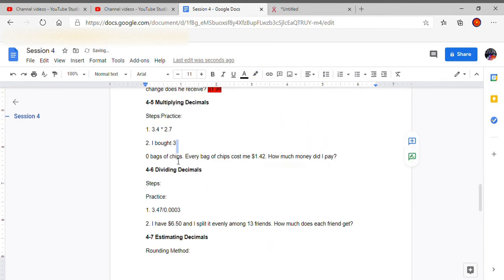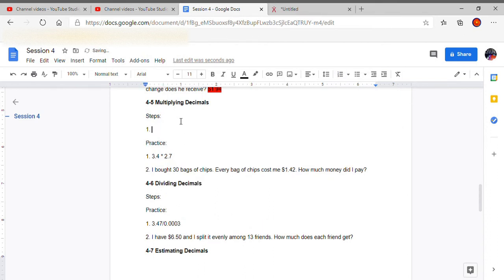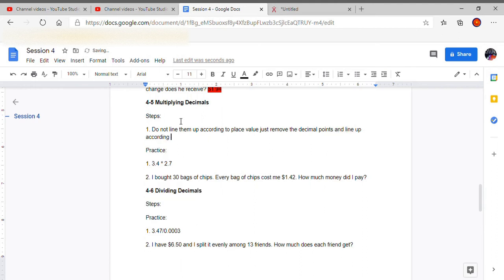Steps. So step 1. Do not line them up according to place value. Just remove the decimal points and line up according to how many numbers there are. So doing that, we can do these practice problems, pause the video, solve. Once you're done, we can work on them. Okay, hopefully you're done. Let's move on.